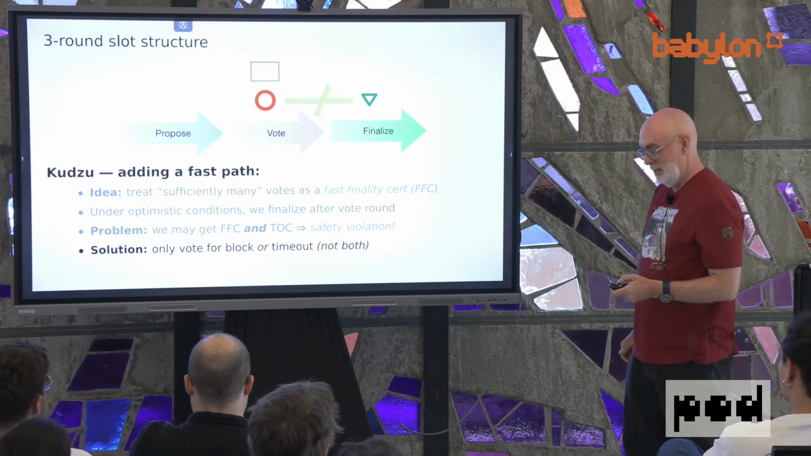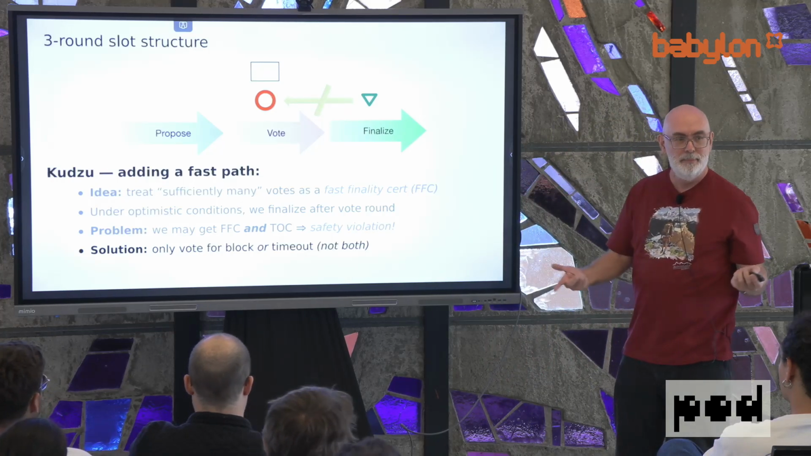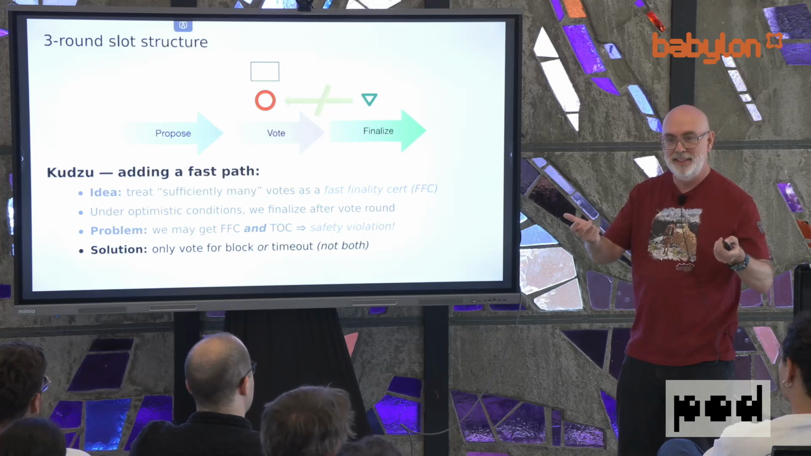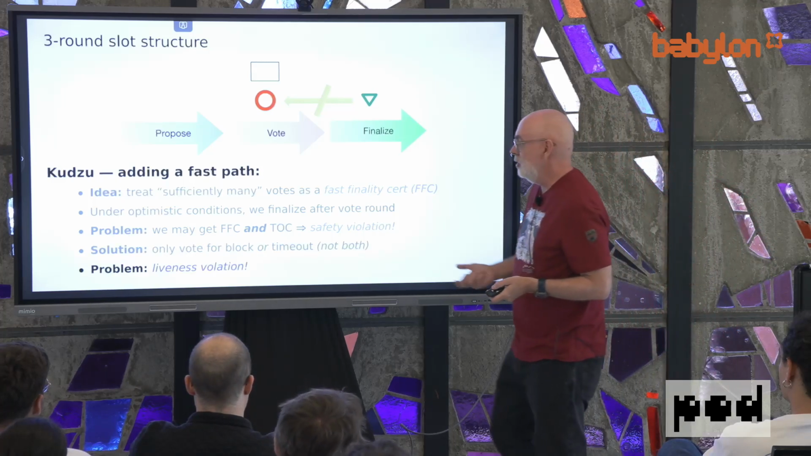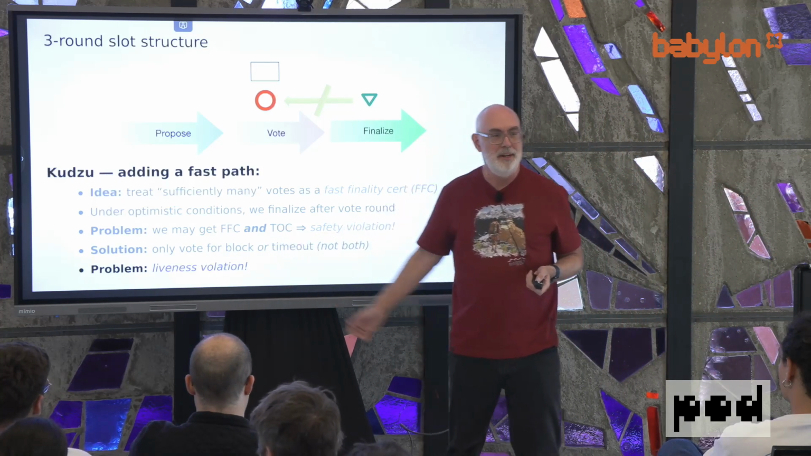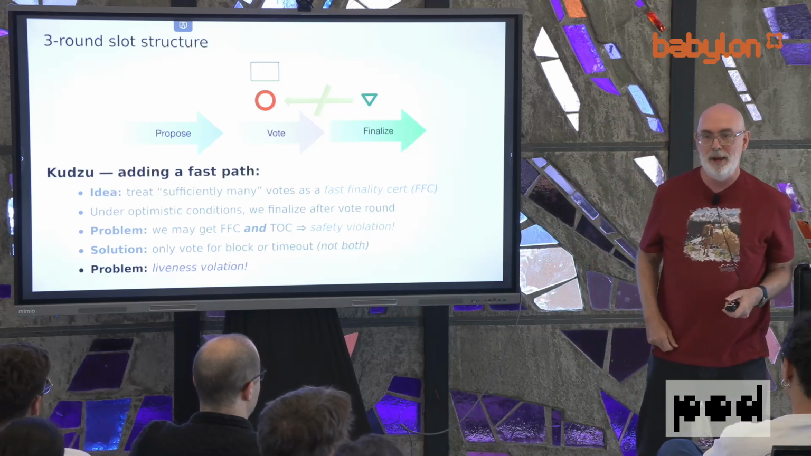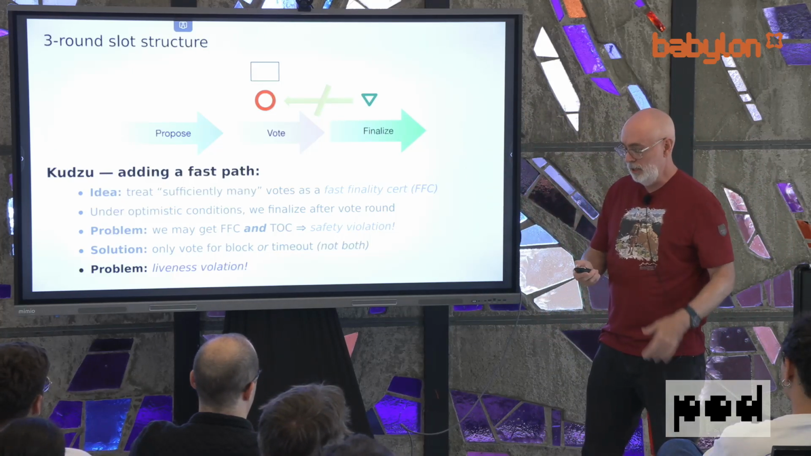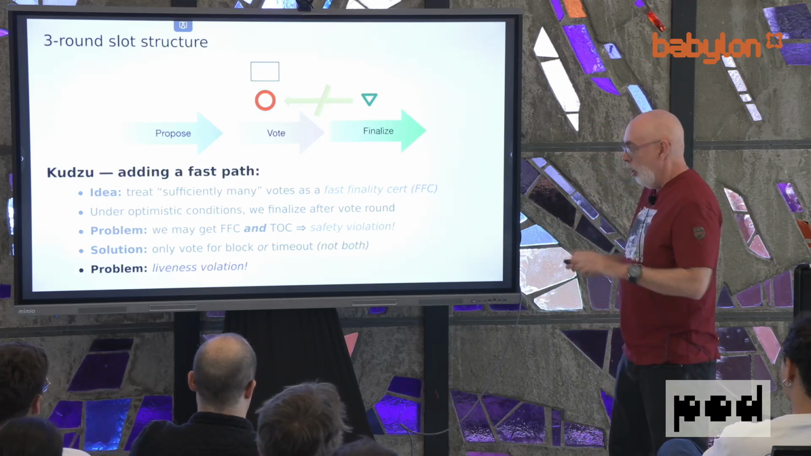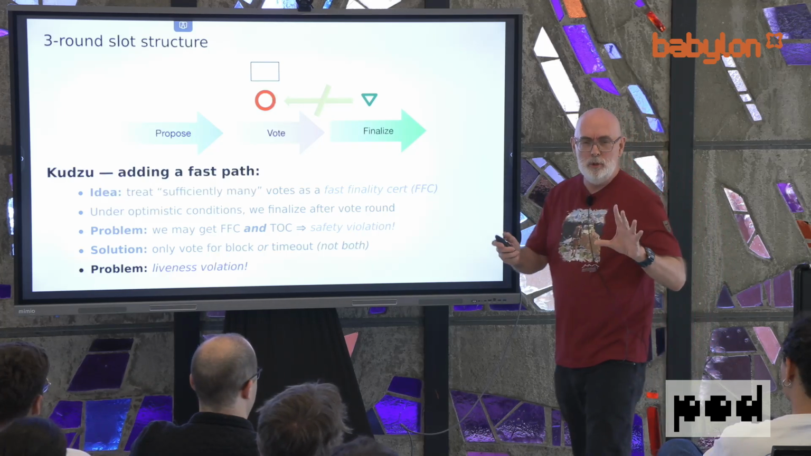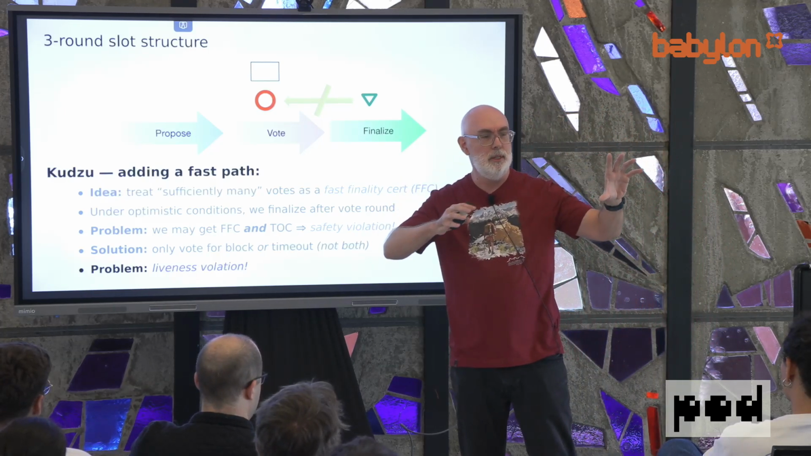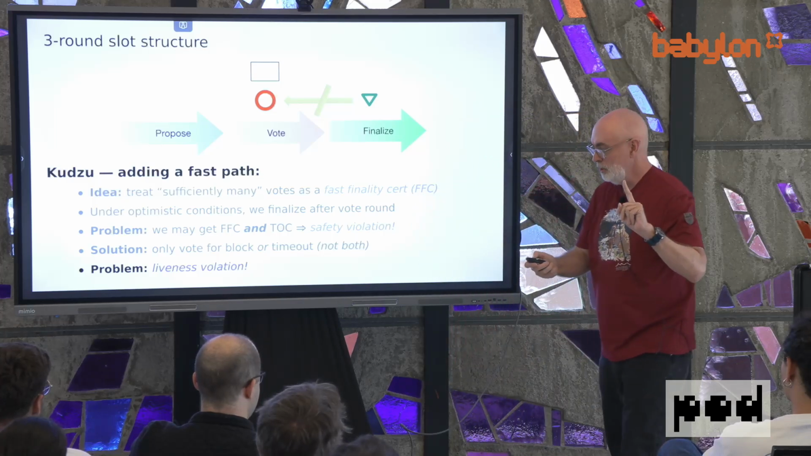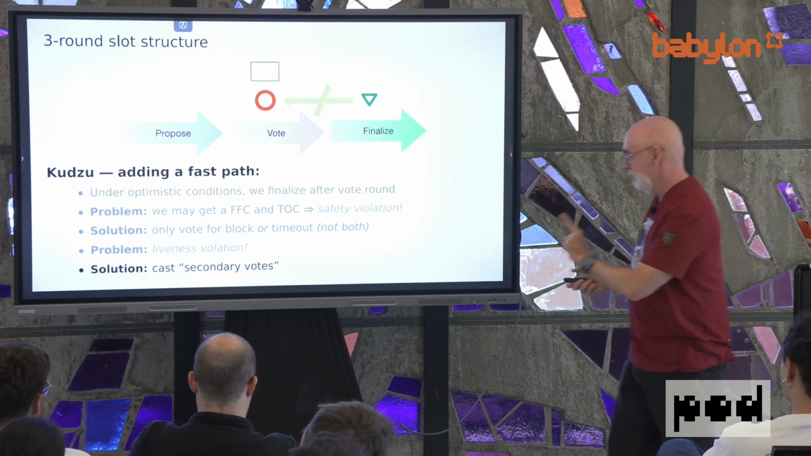But then the problem with this is liveness. There's no guarantee that you do anything then, right? Half the people vote for timeout, half the people vote for a block, and you don't form a certificate for either one, so you don't get out of the slot. Okay, so then we have to introduce complicated progress certificates and other things? No, we don't do that. We do something very simple, because that's the main thing, right?